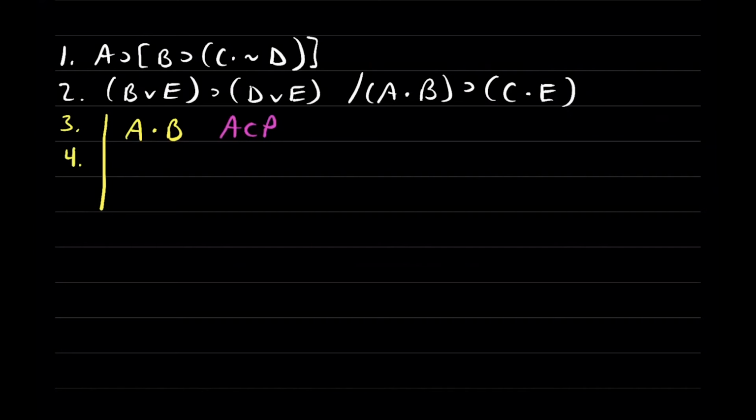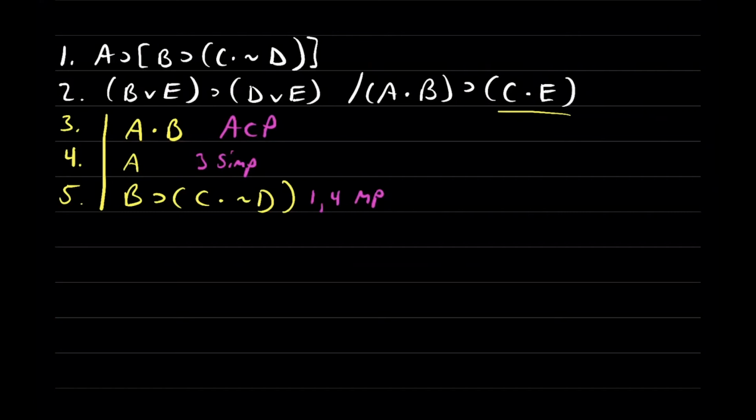Okay. Now the goal is to get C and E on its own line inside the scope of this proof sequence. I'm not sure exactly how we're going to do that yet, but I don't think this will be very hard. Once we have A and B, I suggest we simplify that to get A on its own line. So that's going to be line 3 by simplification. And that gives us the antecedent to that conditional on line 1. So we're going to do modus ponens right off the bat. That'll give us B implies C and not D. So that's going to be line 1 and 4 by modus ponens.